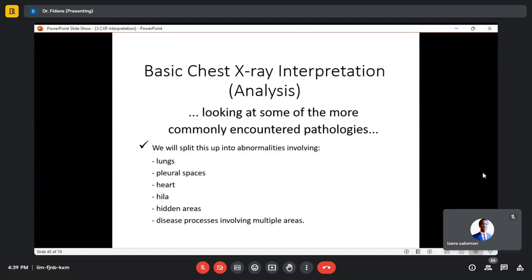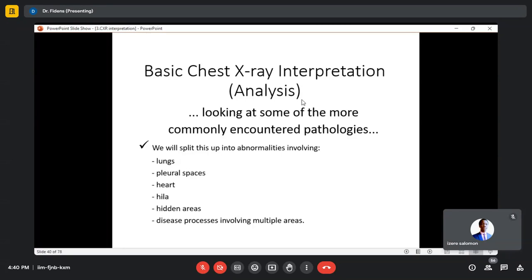Okay. It's about now the approach we know. The issue now is about what you are seeing. How can you recognize any opacity, different opacities in the chest? What do you see? That's where the signs come in, different types of opacities come in. That's what we are going to see.